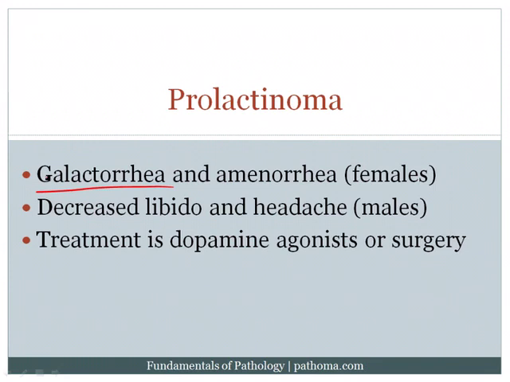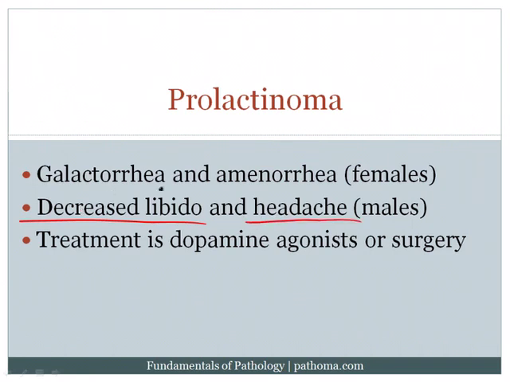And in addition, recall that prolactin inhibits GnRH synthesis and release. Now, if you don't have GnRH synthesis and release, you're not going to get FSH and LH release. And therefore, if you don't get FSH and LH release, that's going to result in amenorrhea in females. So these are the two key findings in females. In males, a prolactinoma would result in decreased libido. Again, prolactin would inhibit GnRH release, which would then reduce the release of FSH and LH, and so that would result in decreased libido in the male. And at the same time, there could be headache due to mass effect.